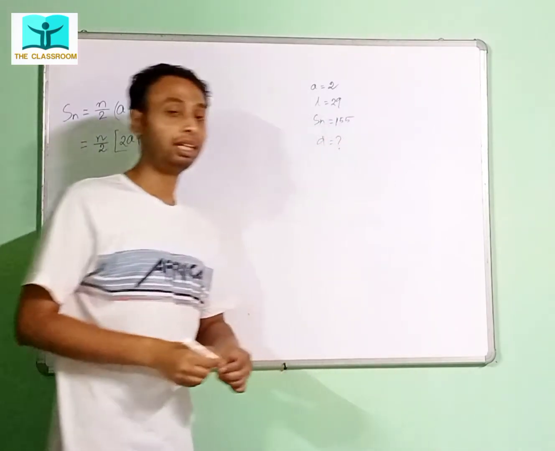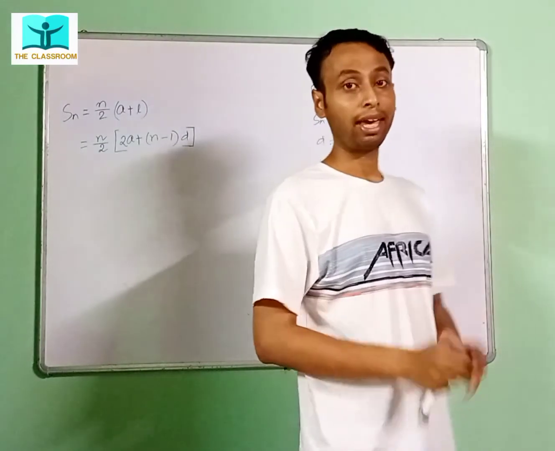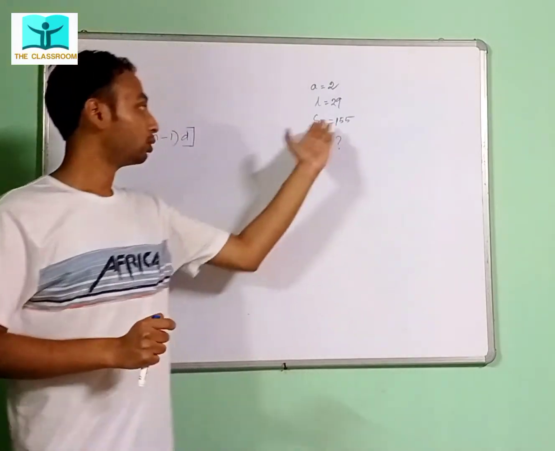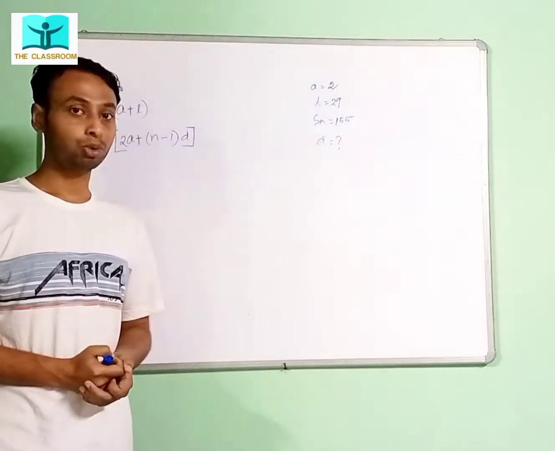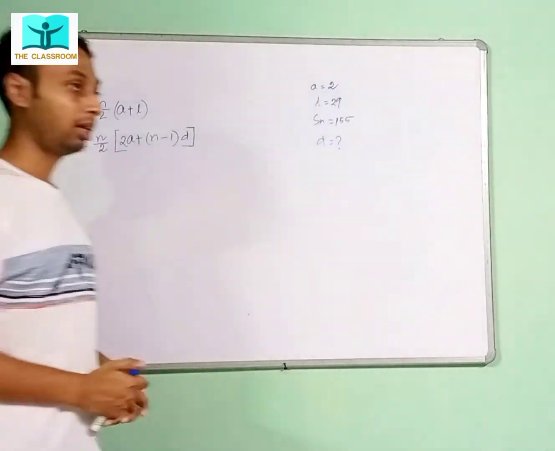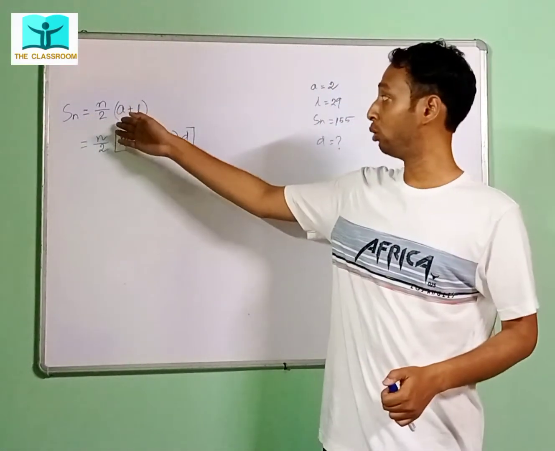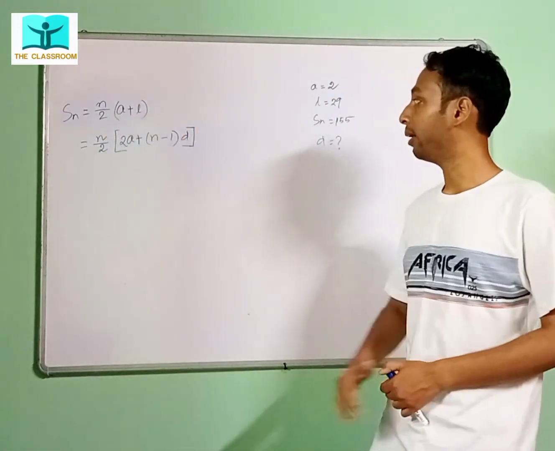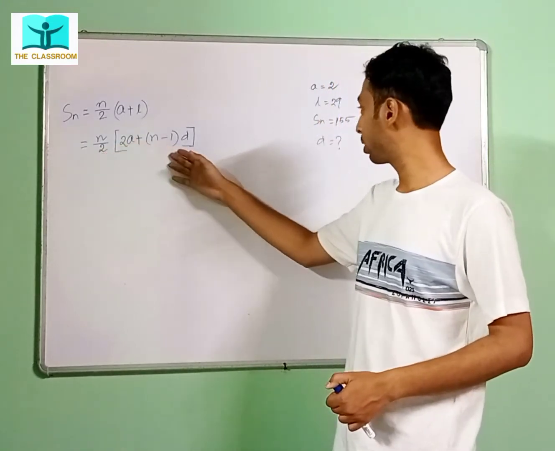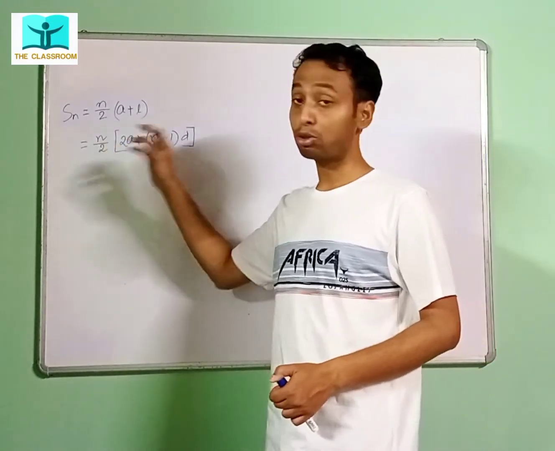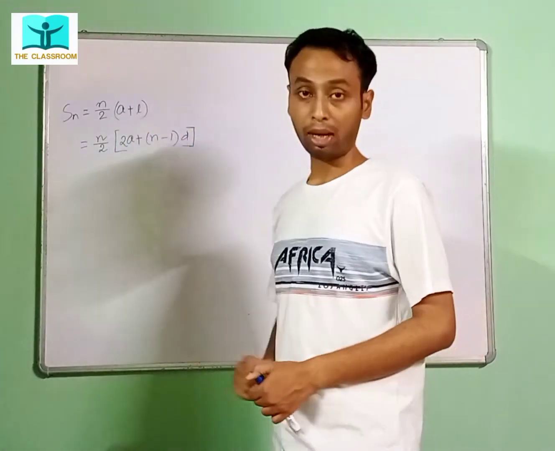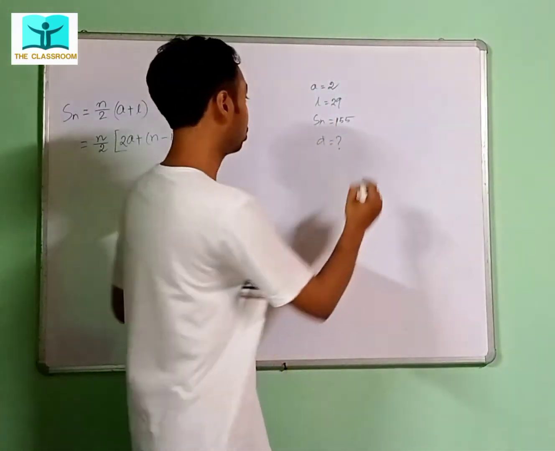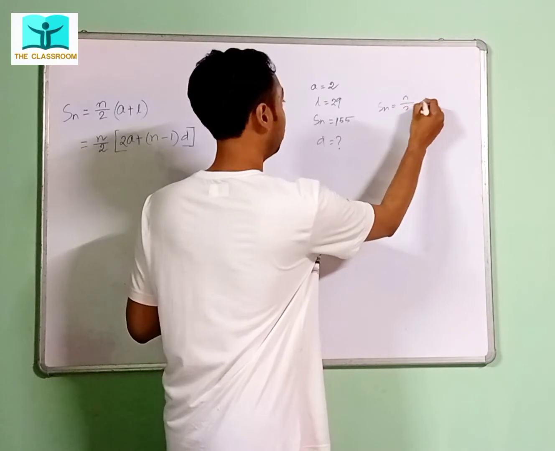What are the values given? Values are given of a, l, and Sn. The sum of n terms is 155. So which formula should we apply? If we apply Sn equals n by 2 into (a plus l), we have the values of a and l given. But if we apply Sn equals n by 2 into (2a plus (n minus 1) into d), we cannot put the values, since d is unknown. So let's use Sn equals n by 2 into (a plus l).